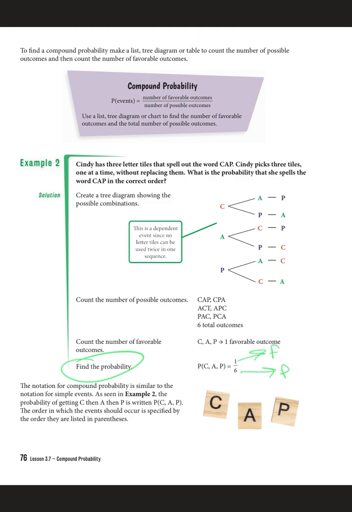The notation for compound probability is similar to the notation for simple events. As seen in example 2, the probability of getting C, then A, then P is written probability of C, then A, then P. The order in which the events should occur is specified by the order they are listed in parentheses. So there's a method to the madness. You gotta pay attention. Okay, I'm gonna go on to the next page.